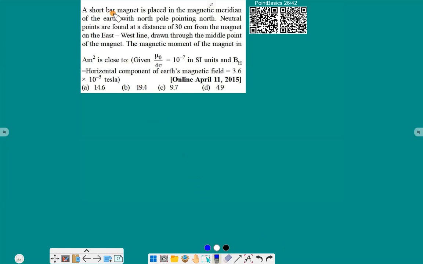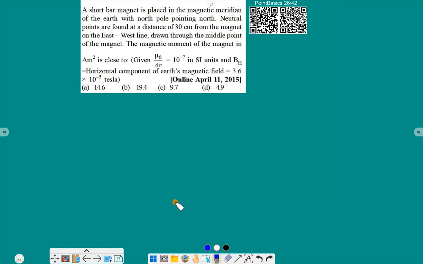Now in this question, a short bar magnet is placed in the magnetic meridian of the earth with north pole pointing north, that is north direction. Neutral points are found at a distance of 30 centimeter from the magnet on the east-west line drawn through the middle point of the magnet. The magnetic moment of the magnet in ampere meter squared is close to. So we have to find out the magnetic moment of the magnet.